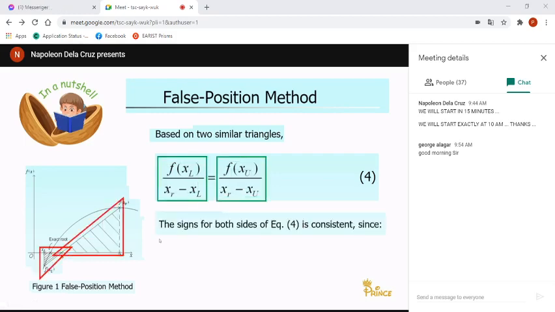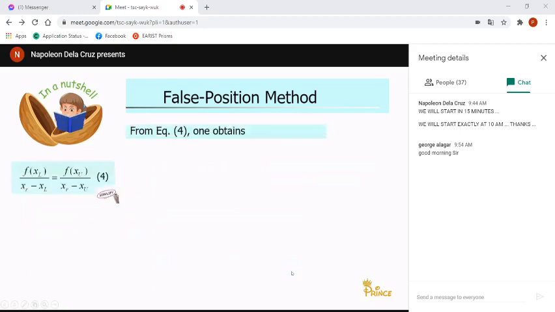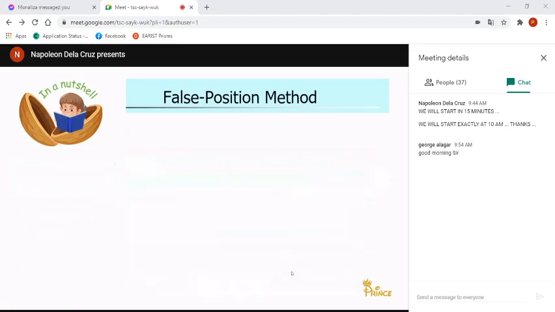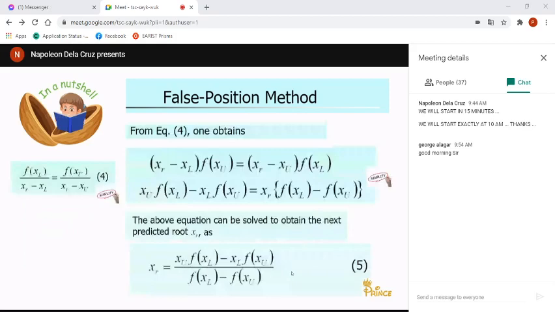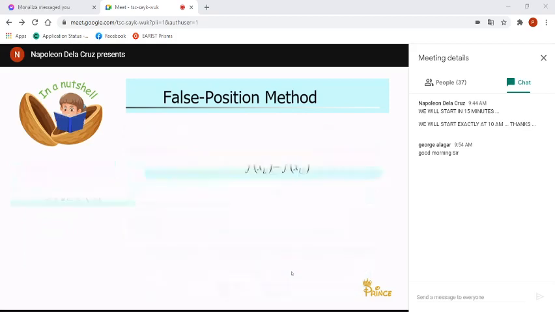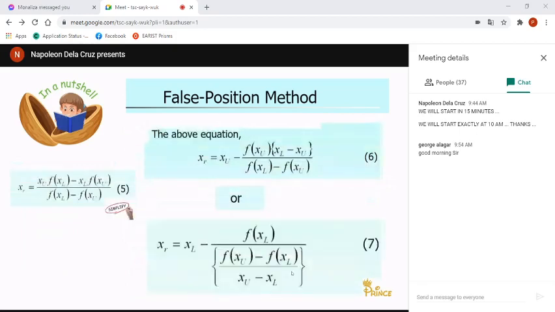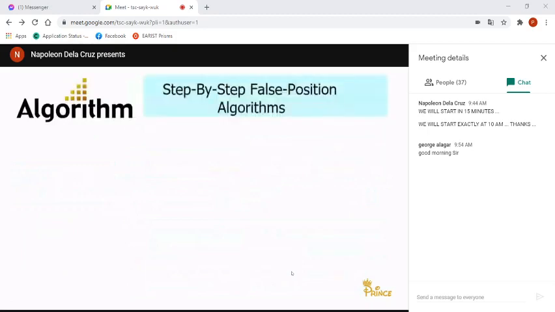So the signs for both sides of the equation are consistent, since one is negative and the other one is positive. This is just simplifying the procedure. Anyway, we will be able to understand all of this in the application. So the above equations are as follows. Now we have the algorithm.